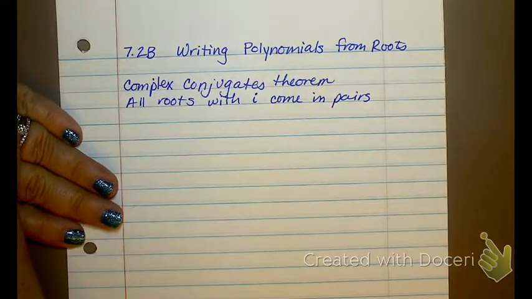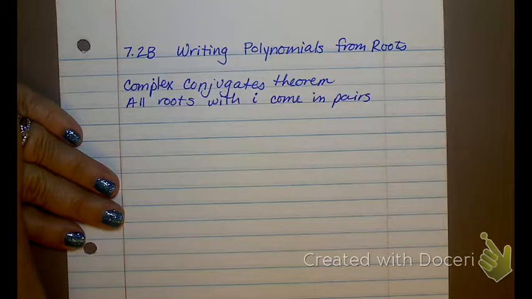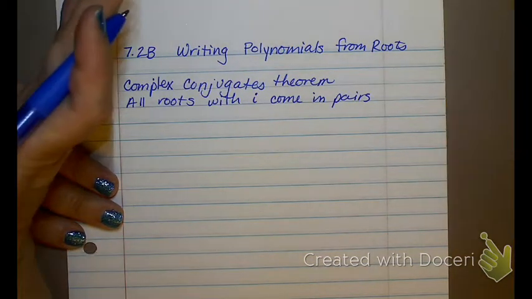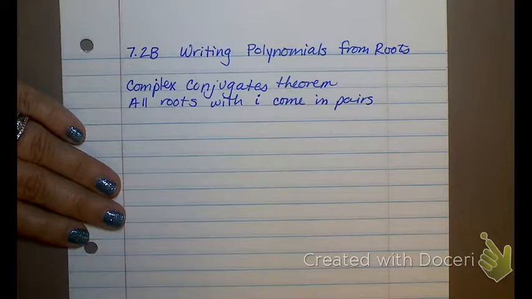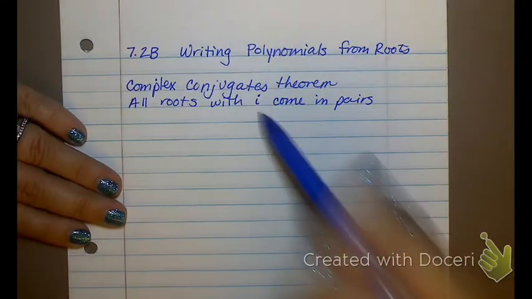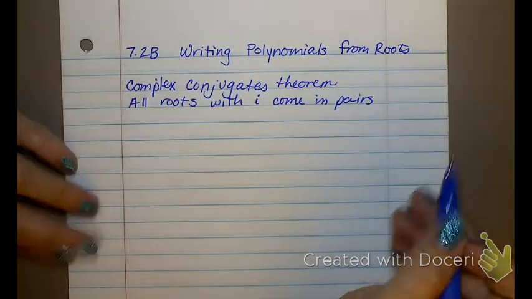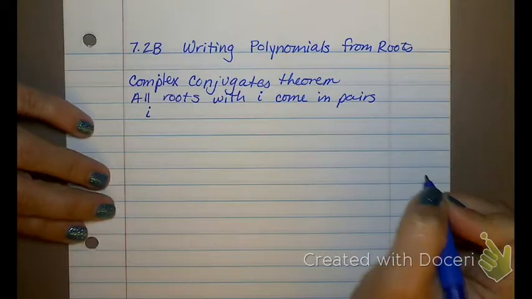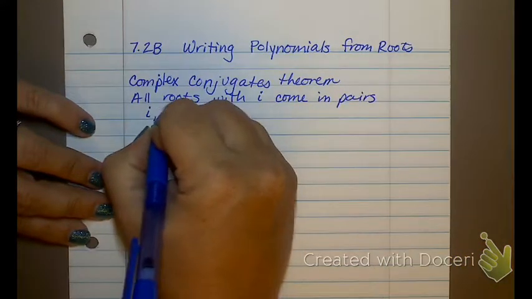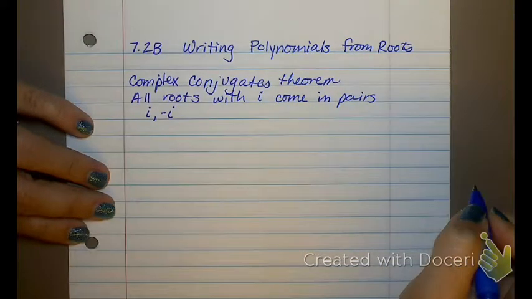So when we get an i, when do we get an i answer? When we take a square root of a negative number, right? That's what causes an i to happen. And whenever we have a square root, we always have plus and minus. Yeah? That means that we're always going to have two answers when we have an i. So for example, if I get a root of i, I will always get a root of negative i also.